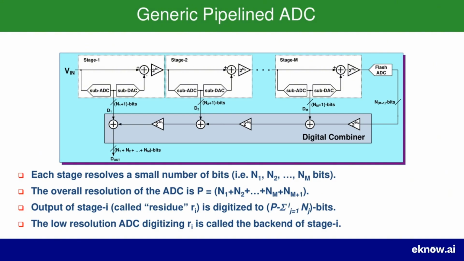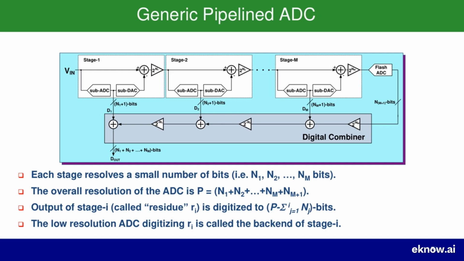So now, we have a collection of digital outputs from each stage, D1 from stage 1, D2 from stage 2, and so on, right up to the output of the final flash ADC. The digital combiner, at the bottom, is responsible for putting all these pieces together. It correctly aligns and combines these partial results to construct the final high-resolution digital output, DOUT.